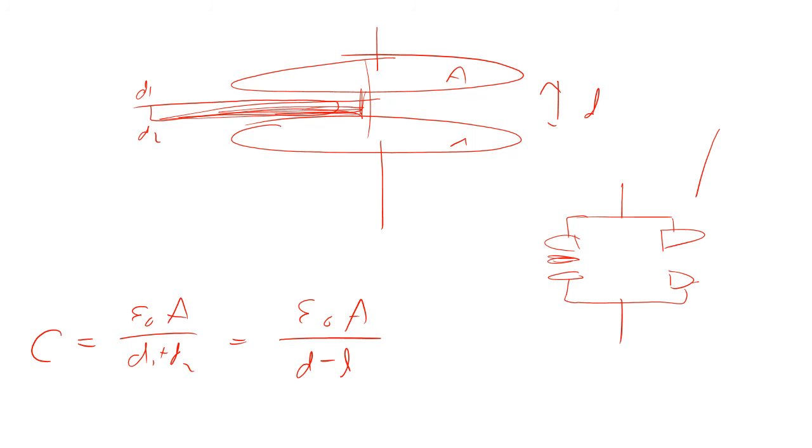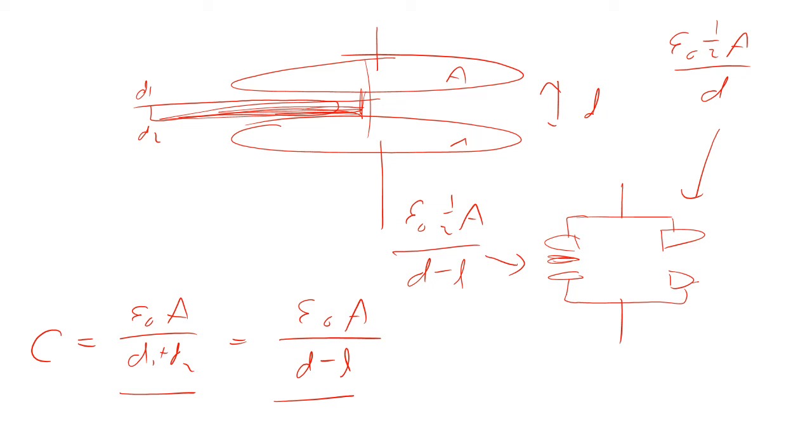So what's the capacitance on this side? That's epsilon naught 1/2 A over D. What's the capacitance on this half? It's epsilon naught 1/2 A over D minus L. Right? Because I said that this is equal to that. Well, what happens if they happen to be in parallel? Well, the total capacitance would be epsilon naught 1/2 A over D plus epsilon naught 1/2 A over D minus L.